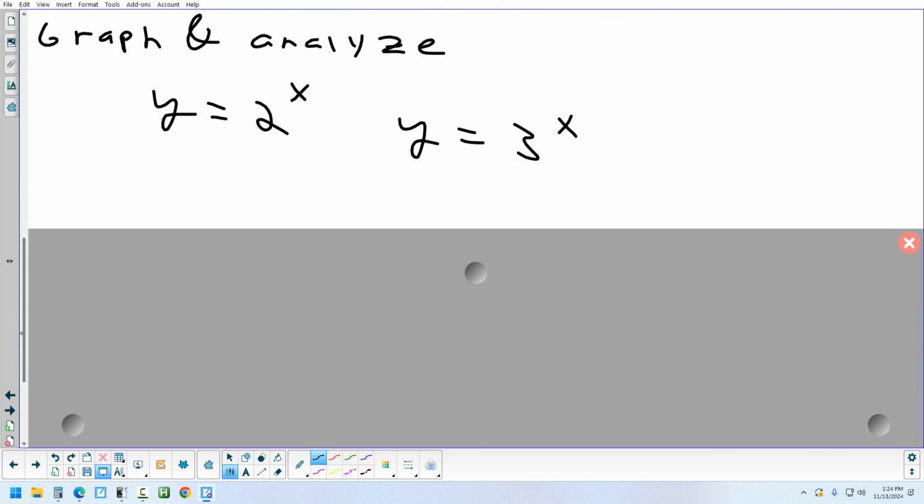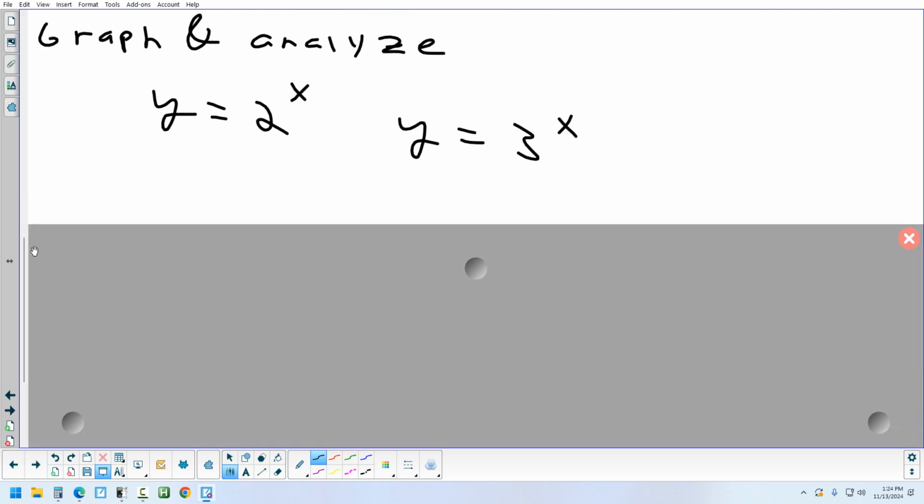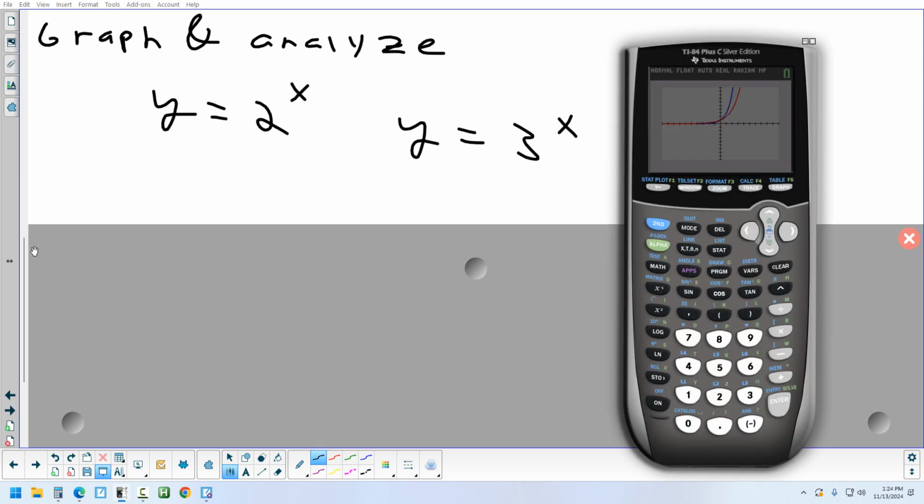We've kind of already looked at those two graphs. Does anyone need me to draw? Actually, I think I still have them drawn right there. The blue one is 2 to the x, and the red one was 3 to the x. Right? And what we notice is that the blue one curves up faster than the red one.